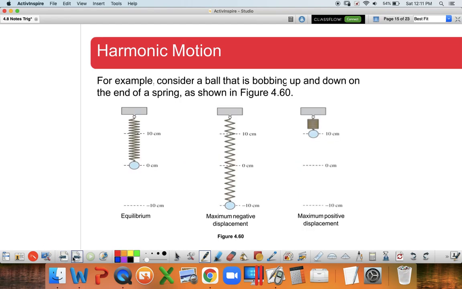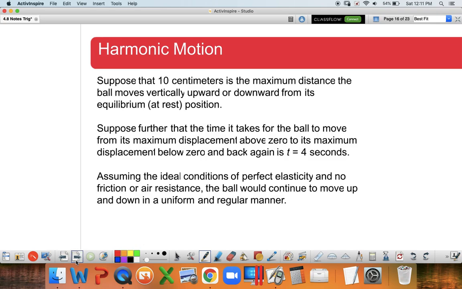So for example, think about, we've got a spring and we'll attach a ball to it. And here's its picture as it's sitting in equilibrium. We then pull it all the way down to the maximum negative displacement that we can. And then this represents the maximum positive displacement when it bounces right back, right? And it gives it that spring value to then bounce out.